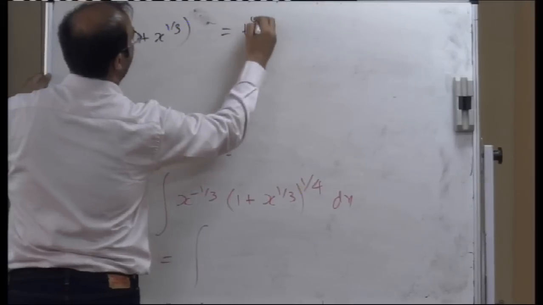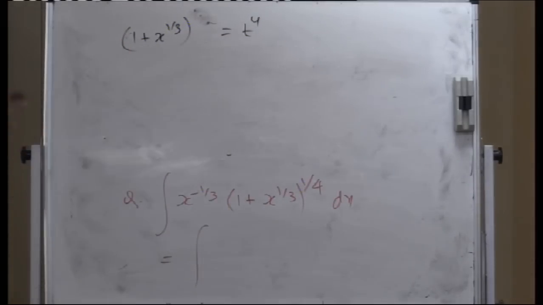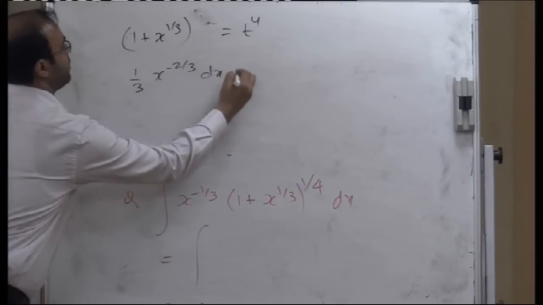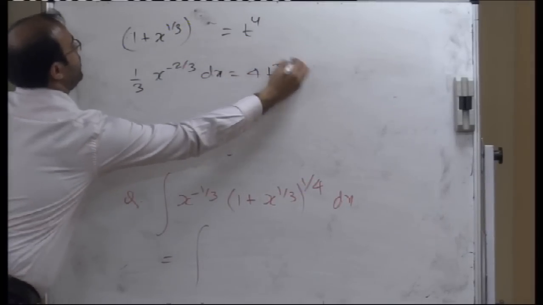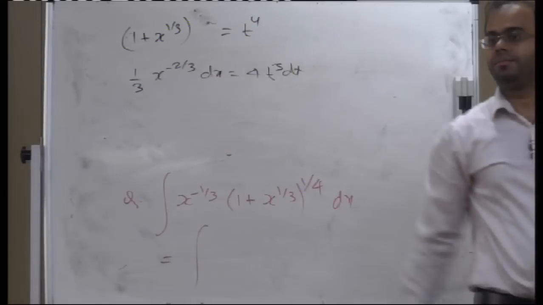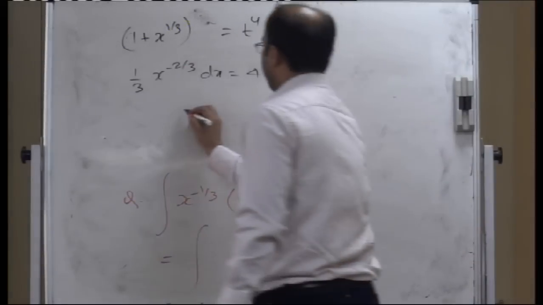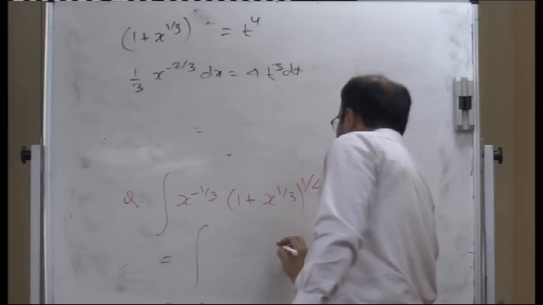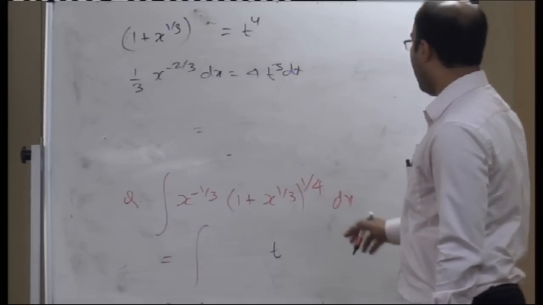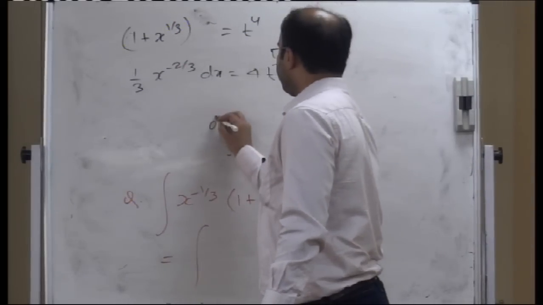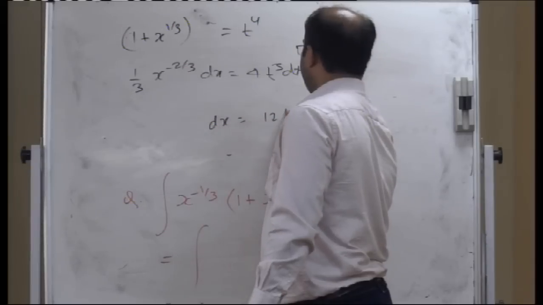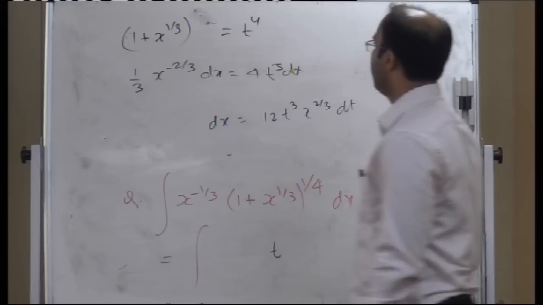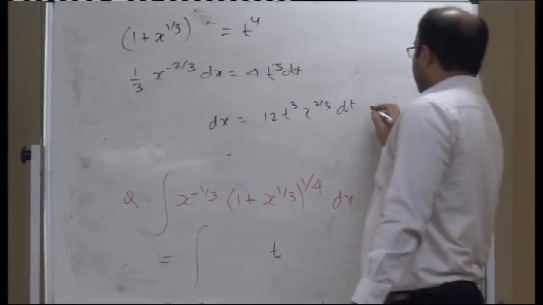So 1 plus x to the power 1 by 3 to the power 1 by 4 is t, that is, this part is t to the power 4. Then differentiate: 1 by 3 x to the power minus 2 by 3 dx equals 4t cube dt. This is what you will get, and in the next step 1 plus x to the power 1 by 3 to the power 1 by 4 becomes a straightforward t, and dx would become 12t cube into x to the power 2 by 3 dt. And what do you mean by x to the power 2 by 3?